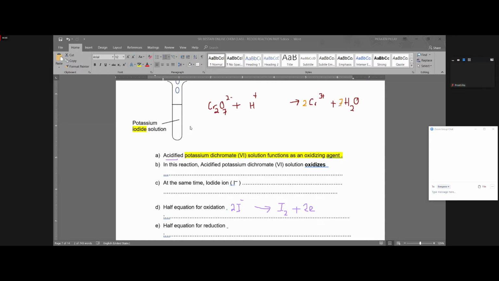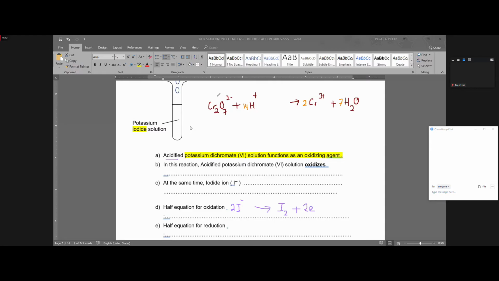7O. Can you see? Then 7 times 2 is 14, so I'm going to put a 14 here. Can you follow me? So all the atoms on the left side and right side balance. Double check again: Cr2, 2Cr. O7, 7O. 7 times 2 is 14H, 14H. Then after that, we will balance the charge.